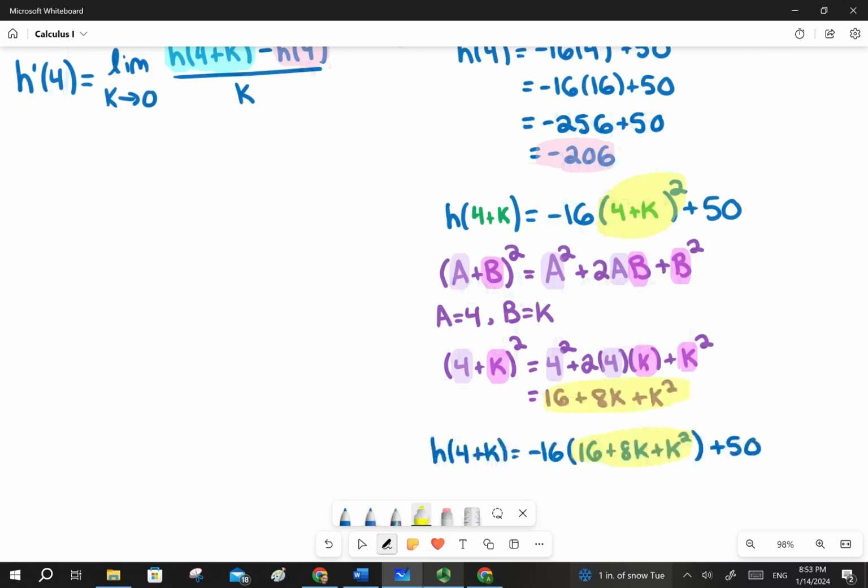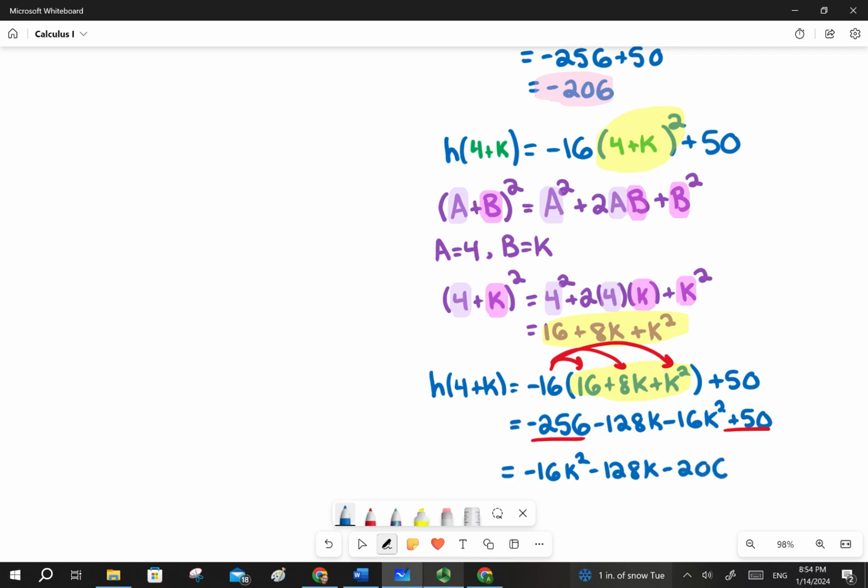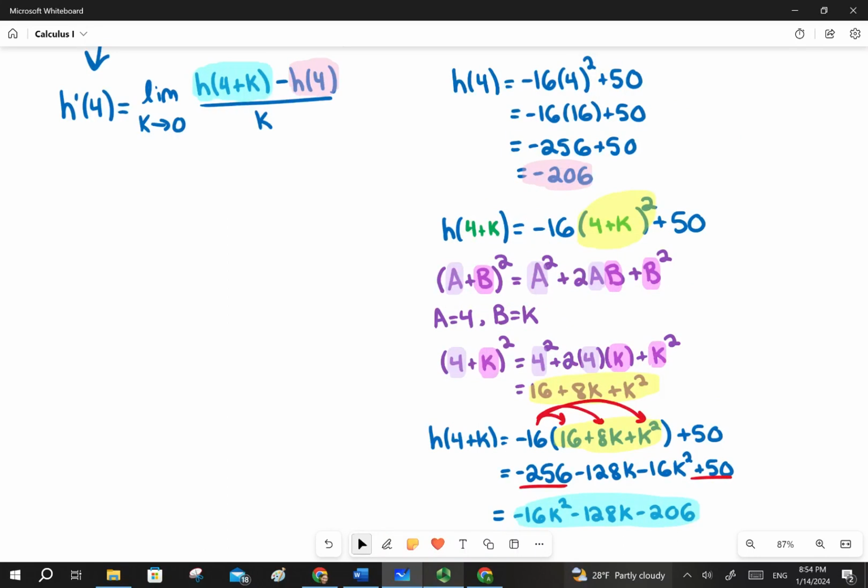Plugging this in, we get that h of 4 plus k equals negative 16 times 16 plus 8k plus k squared plus 50. We then have to distribute the negative 16 to get negative 256 minus 128k minus 16k squared plus 50, which simplifies to negative 16k squared minus 128k minus 206. Now we can go back to our limit.